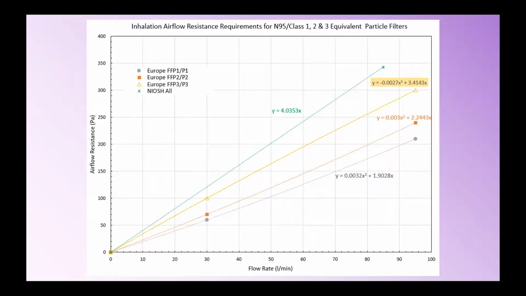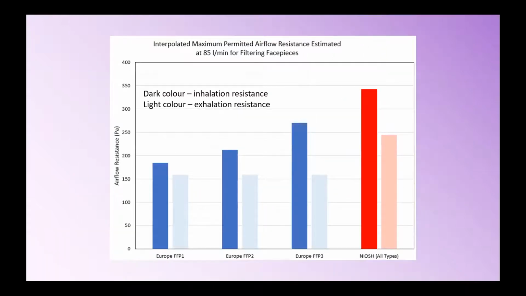We see something like this for the 3 levels in Europe of particle filtration, and NIOSH actually has the same airflow resistance, whatever the type of filter. Doing a bit of interpolation so we can compare all the airflows, in this case at 85 liters a minute, how these look for filtering face pieces, inhalation and exhalation resistance. You see it's a sort of ascending scale in Europe, compared with what NIOSH has there. NIOSH allows up to 343 pascals, for instance, for inhalation.